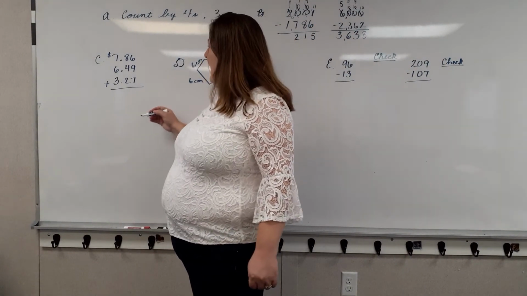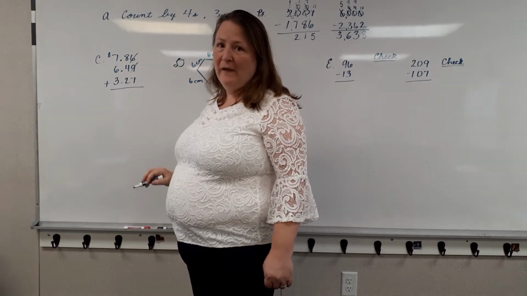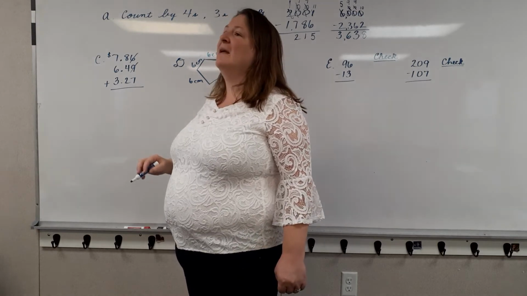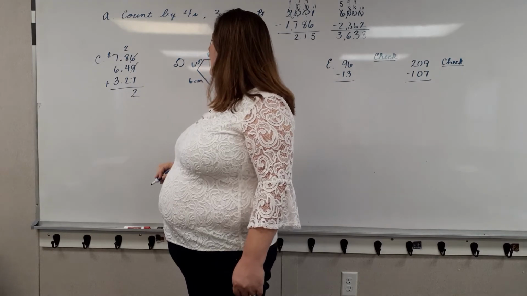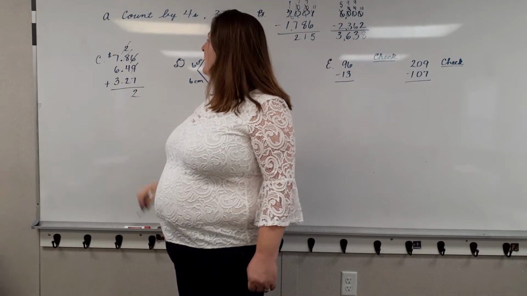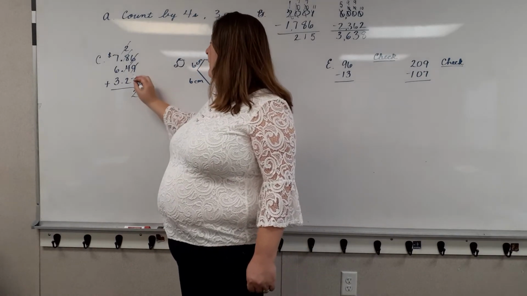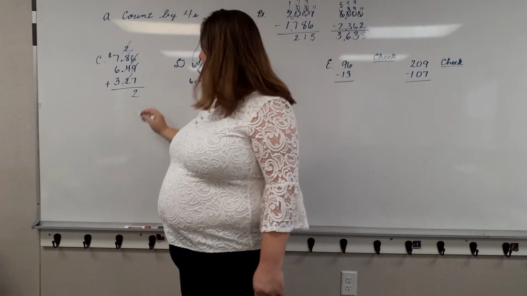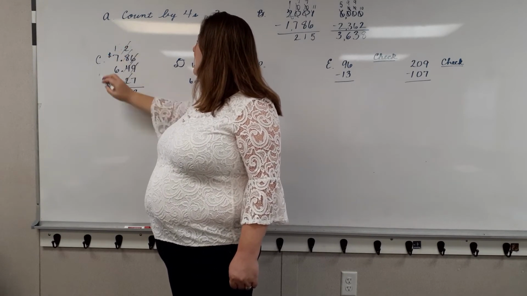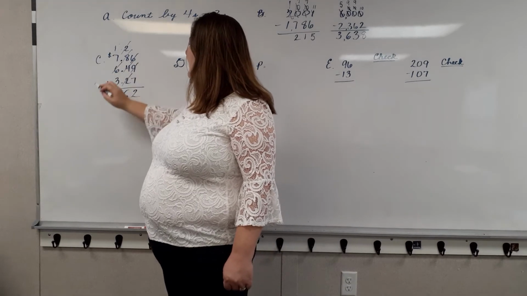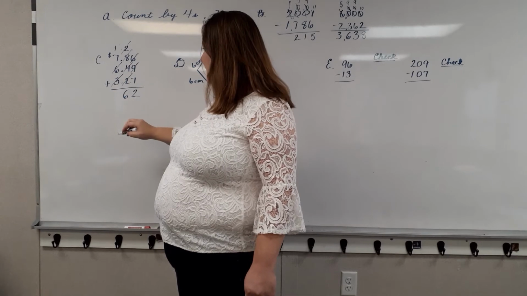All right, now let's add this money. 6 plus 9, 15. 15 plus 7, 22. 2 plus 8, 10. 10 plus 4, 14. 14 plus 2, 16. 1 plus 7, 8. 8 plus 6, 14. 14 plus 3, 17.